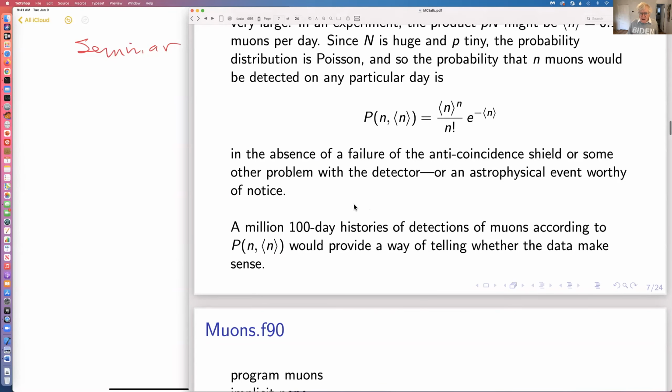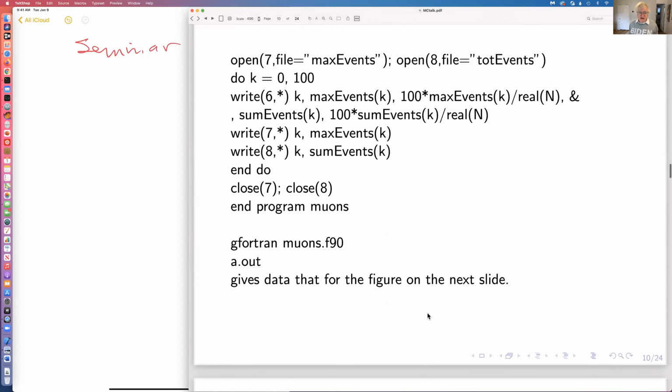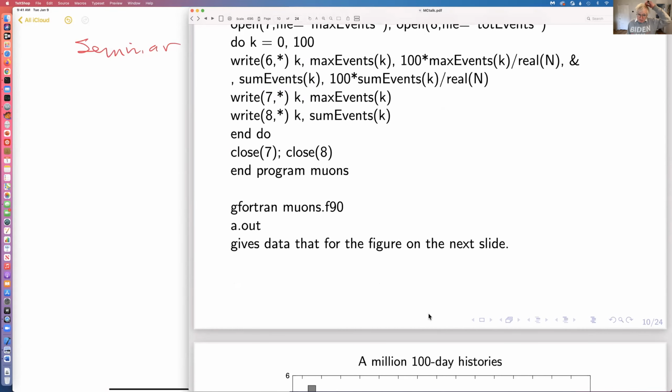Here's a Fortran program that does that. I'm certainly not going to take you through it because it's more complicated. The way you would run this program is you'd say gfortran muons.f90, and then you just say a.out, and that then produces the output. And I graphed the output this way.